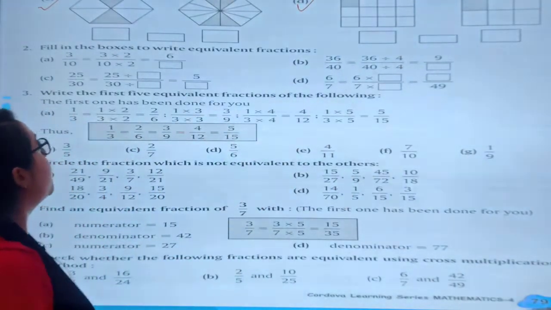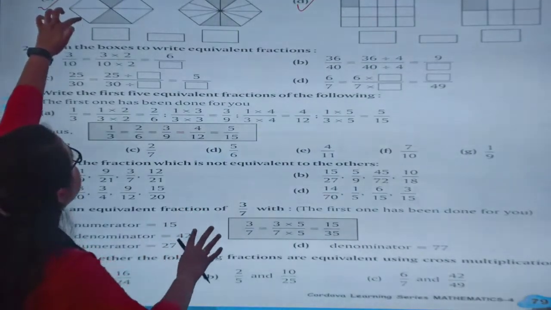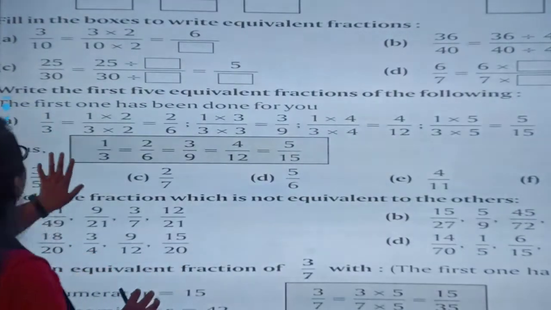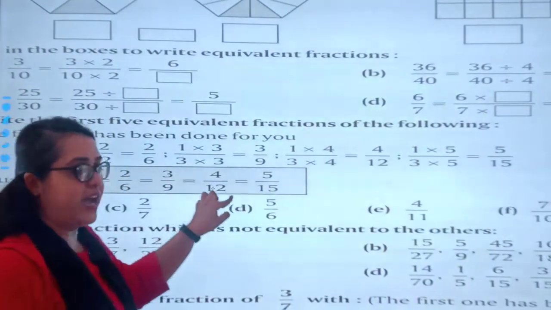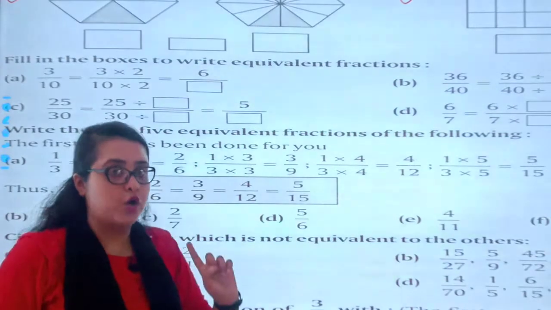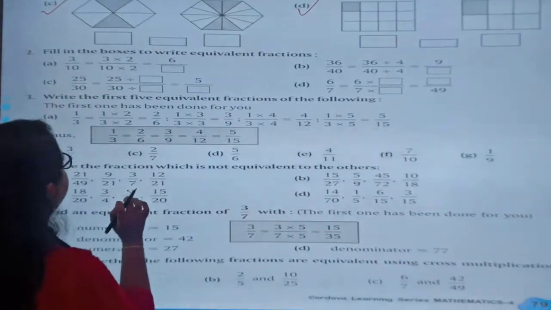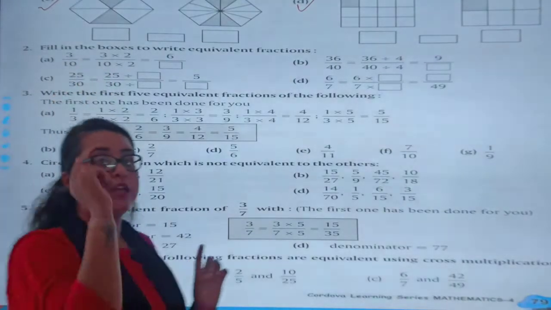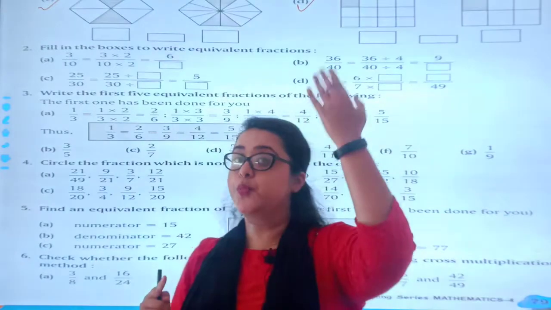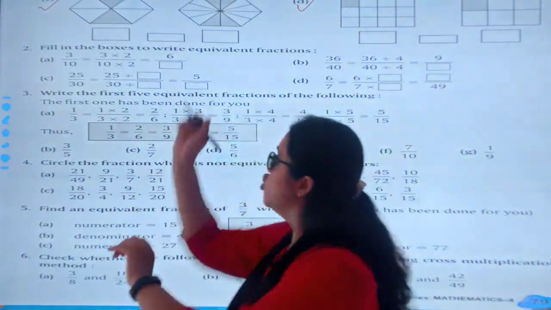Okay, now we will discuss question number 2. Fill in the boxes. Fill in the box to write equivalent fractions. We will fill the box. C. 3/10 को मैंने किससे मल्टीप्लाई किया? दोनों जगह 2 से. Numerator is also multiplied by 2 and denominator is also multiplied by 2.